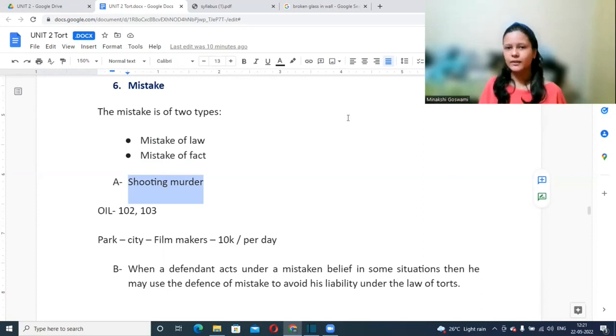In such a case, what happens? This is mistake of fact. I misunderstood the situation. I was not aware that there are cameras being set up. They were shooting for a movie. I was not aware of it. That's why I did it. So in such cases, it's not that I can simply say for everything that, okay, there was mistake of fact. No, I will have to prove it that, yes, it was mistake of fact.